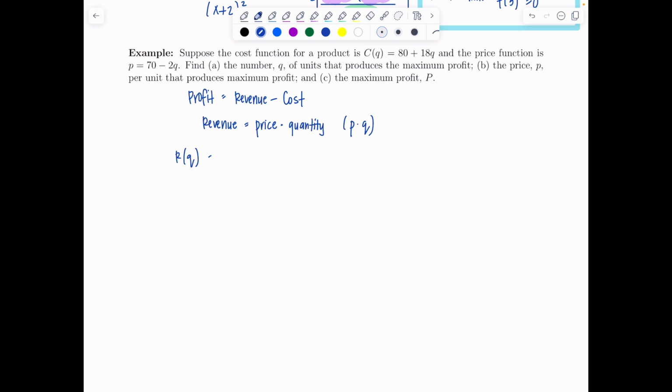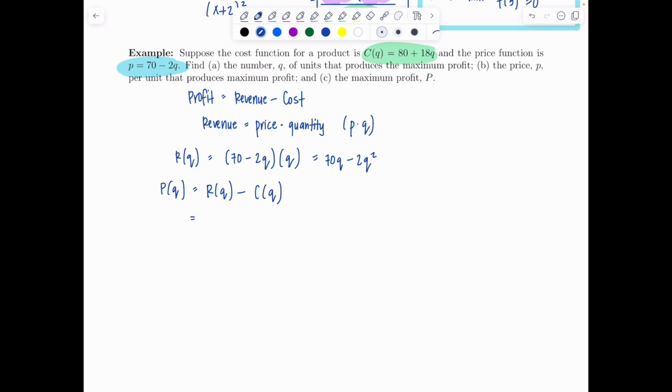So let's write out our revenue function. It's a function of Q. They gave me the price, our demand equation, 70 minus 2Q, times the quantity, that's just Q. So this comes out to 70Q minus 2Q squared. There's revenue. Then the cost function is right here, 80 plus 18Q. So profit we're going to write with capital P.